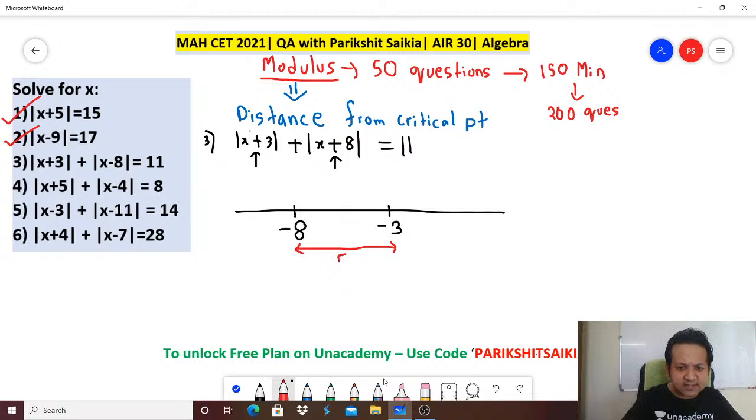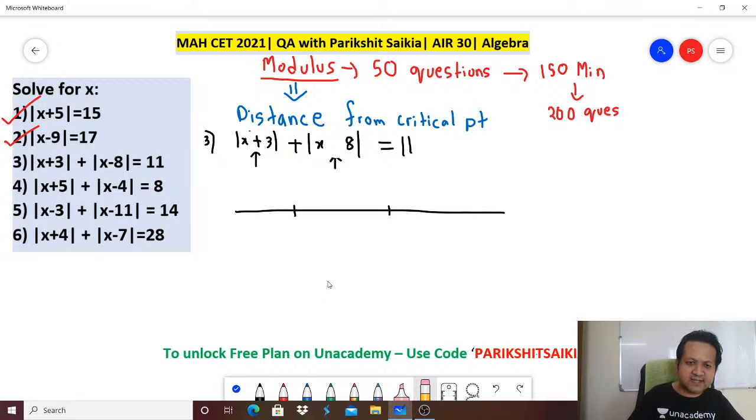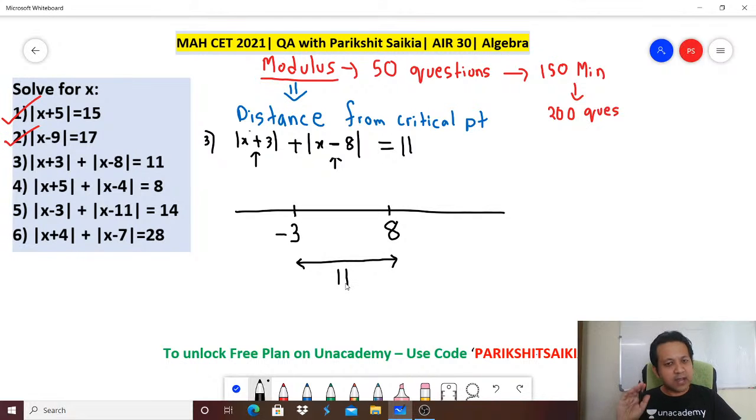I think this was just a small slip, this is minus 8, right? This is minus 8. So let's make this correction. Yes. So x plus 3 and x minus 8. So one critical point is positive 8 and one critical point is minus 3. So you see the difference. The distance between these 2 points is how much? 11. Yes?